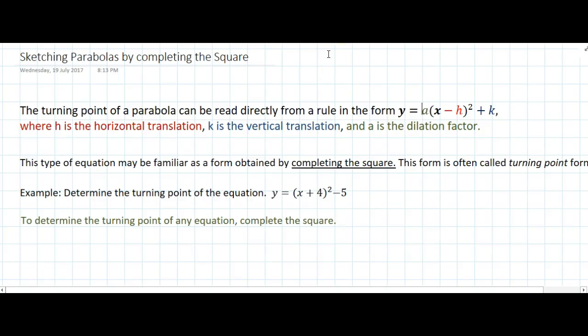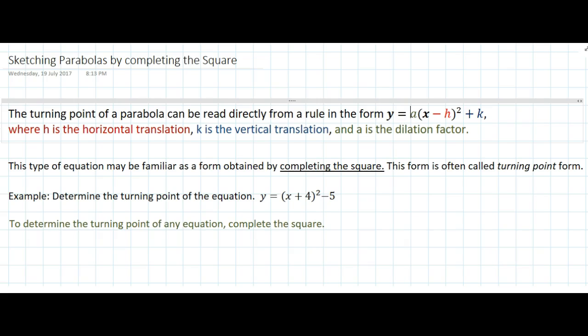Hi guys, a lesson on sketching parabolas by completing the square. Completing the square was a technique we used to factorise quadratics in our last unit, and it actually comes in handy when you try and find out the x-intercepts of a parabola as well.